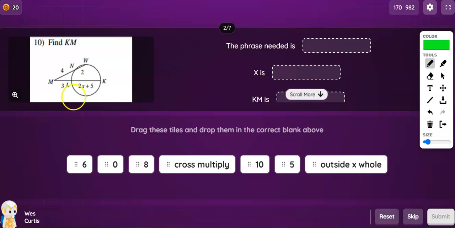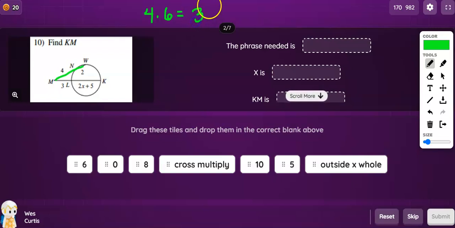Second question. This is an outside times whole. How do I know? It's got an outside on it. It's not talking about any arcs. On one line here, the outside is 4 and the whole line is 6. Saw some people in first period doing outside times inside. They did 4 times 2.